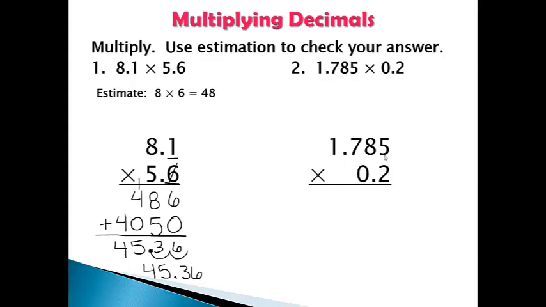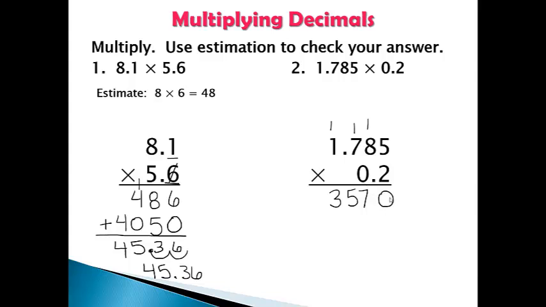2 times 5 is 10. We're going to carry our 1. 2 times 8 is 16, plus 1 is 17. And then we'll carry our 1. 2 times 7 is 14, plus 1 is 15. Carry our 1. And 2 times 1 is 2, plus 1 is 3. For our second row, notice that we have a 0 we're going to multiply by. When we multiply anything by 0, we would just get zeros. So we can go ahead and skip this step. We do not need to multiply this 0.